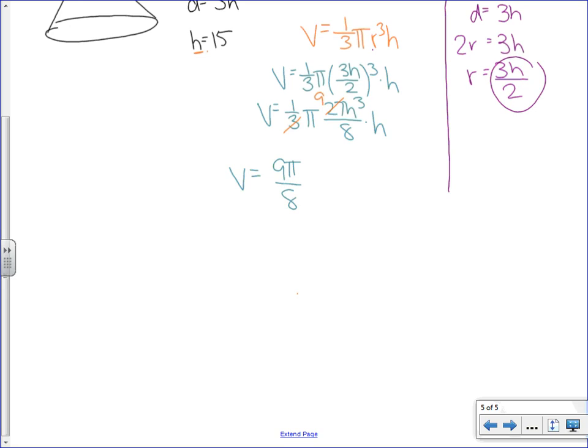3 pi over 4. All right, I just put all the constants together. And then I have h squared times h. That's actually h cubed. Okay, awesome, because now I got rid of those r's that I knew absolutely nothing about.